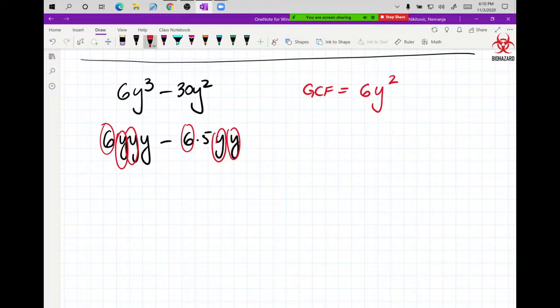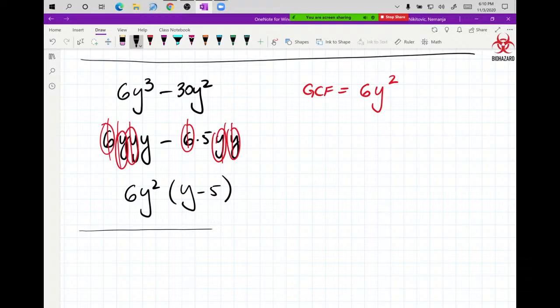Perfect. Now, once you pick out what's common, you can just cross them out, and we have our 6y squared, and in a parenthesis, y minus 5 are the leftovers. We're done. It's always this simple. Break it down, pick the common stuff, which is the GCF, and then the leftovers go into parentheses.